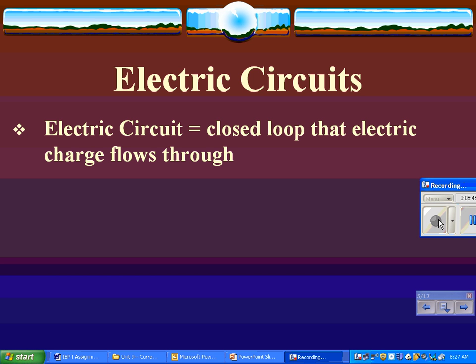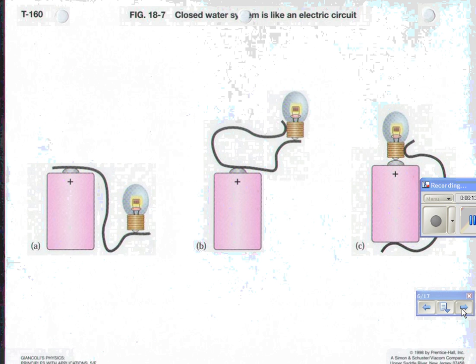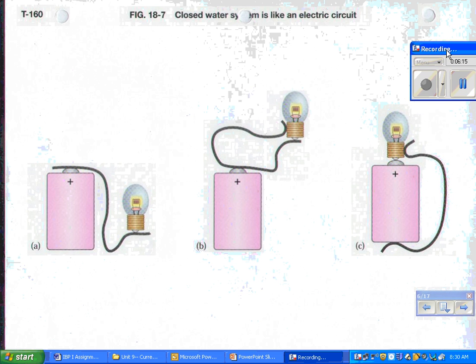Okay? So electric current, you guys, in order to have electric current, you need to have what's called a circuit. And an electric circuit is basically a closed loop that electric charge flows through. So usually it's a closed loop made by some conducting material so that electrons can flow from one level of potential to another level of potential. So let's look at some examples of electric circuits and not electric circuits, okay? Look at drawing number A over here. Is that light bulb going to light? Why not? Not a closed loop.